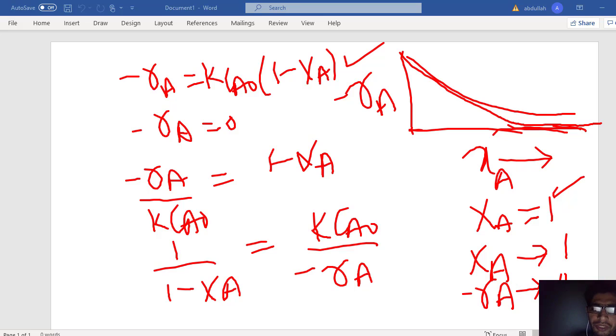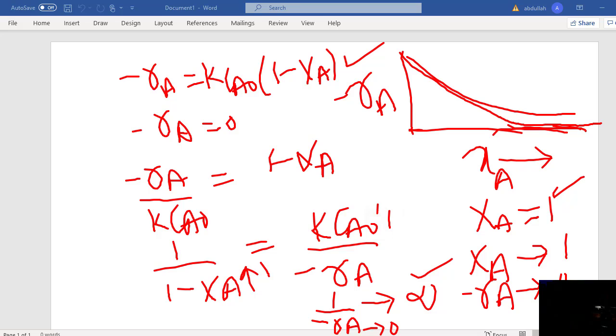Now what will 1 over minus Ra be? That will tend to infinity. As minus Ra tends to 0, 1 over minus Ra tends to infinity. As xa tends to 1, this term, 1 over K Ca0 into 1 minus xa, will tend to infinity.